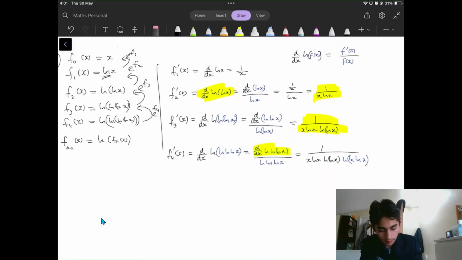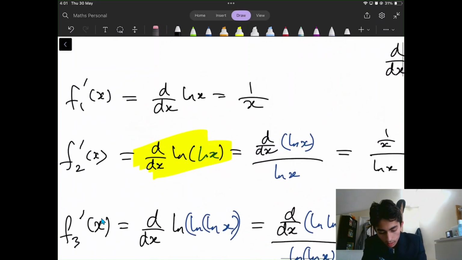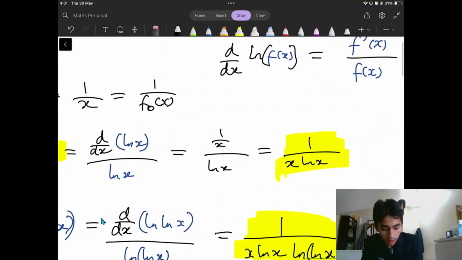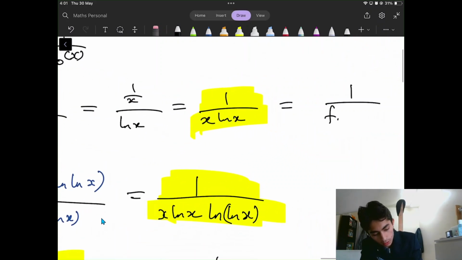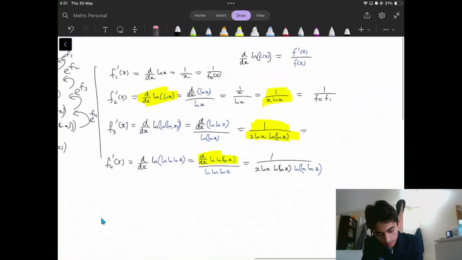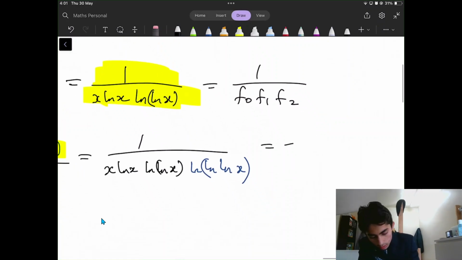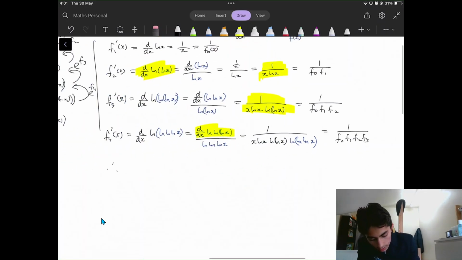Anyway, we have to define all of these derivatives in terms of f subscript whatever of x, right? 1 over x, that's just 1 over f naught of x. 1 over x log x is just 1 over f naught of x times f1 of x. I'm not even going to write the x's at this point, I'll just write f. The derivative of the third function is 1 over f naught, which is x, times f1, which is natural log of x, times f2, which is natural log x. If you do the same thing for the fourth iteration, you get 1 over f naught times f1 times f2 times f3, right?